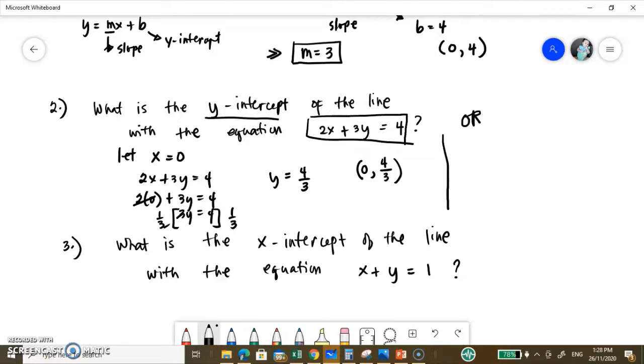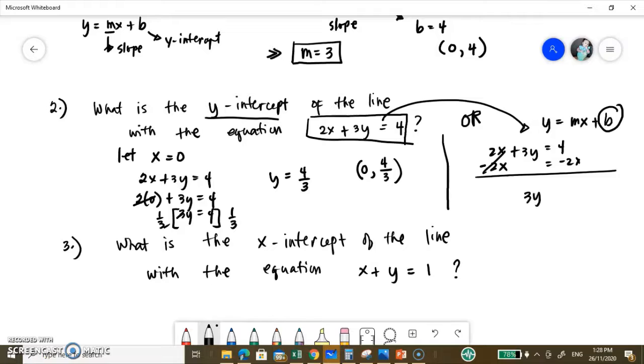Another way is to transform this into slope-intercept form, y is equal to mx plus b. And then the value of b there would be your y-intercept. So, transform natin 2x plus 3y equals 4. Si x dapat malipat siya sa kabilang side. So, mag-add tayo ng negative 2x to both sides of the equation. That would give you 3y is equal to negative 2x plus 4. And then, to get rid of 3, mag-multiply ka ng 1/3 to both sides of the equation. So, you would get y is equal to negative 2/3 x plus 4/3.